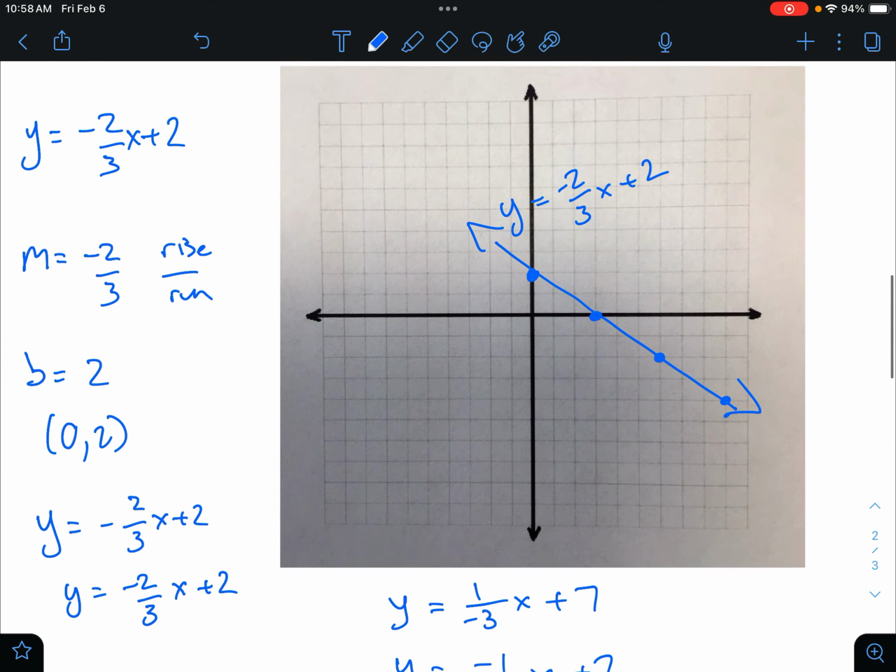So there was the second example. So that's y equals negative 2 over 3 x plus 2. And that would be your graph. It's got a negative slope. It's aiming downwards. And yeah, that's how you graph that one.